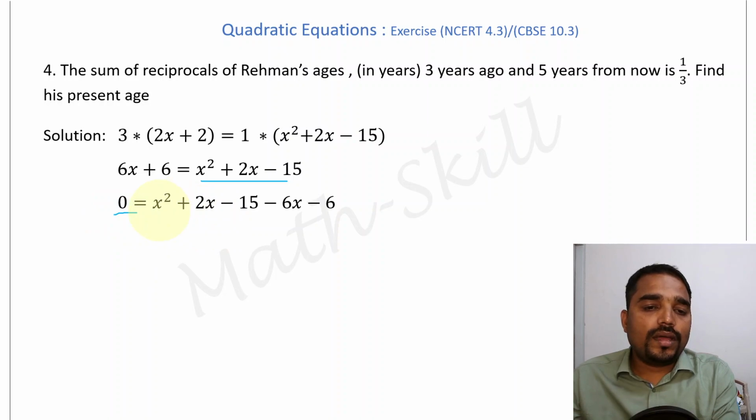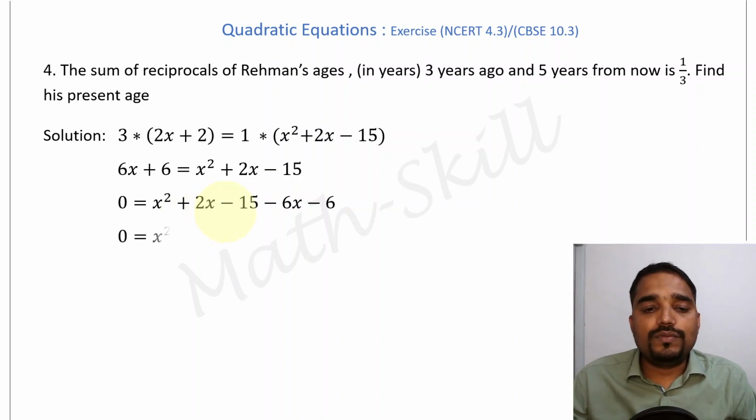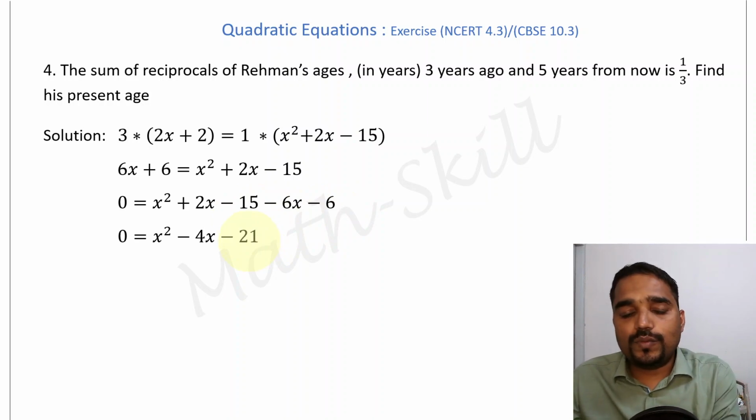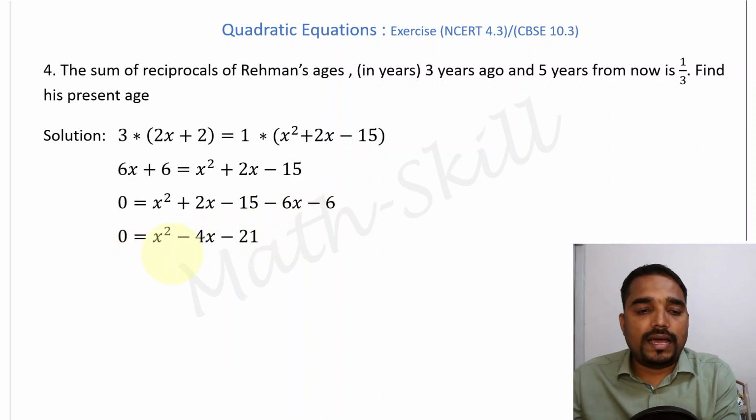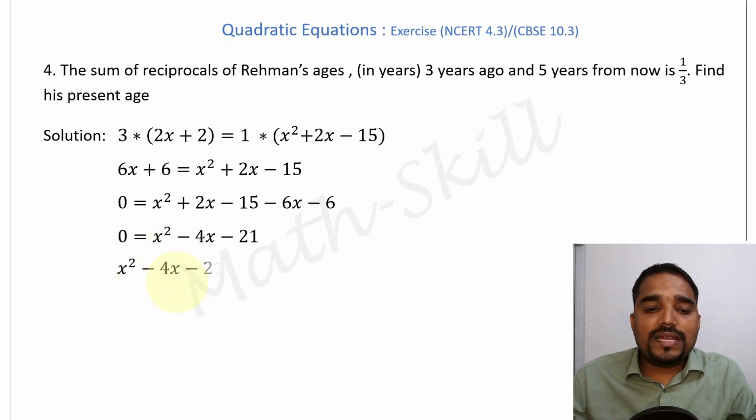Now, x square, we have only one x square term, whereas 2x and 6x, there are two terms in x, that too with opposite sign, so they will get subtracted. That is, we would be getting minus 4x and minus 15 minus 6 is minus 21. Now, let us map the terms of LHS and RHS, that is, I would be taking it as x square minus 4x minus 21 is equal to 0.